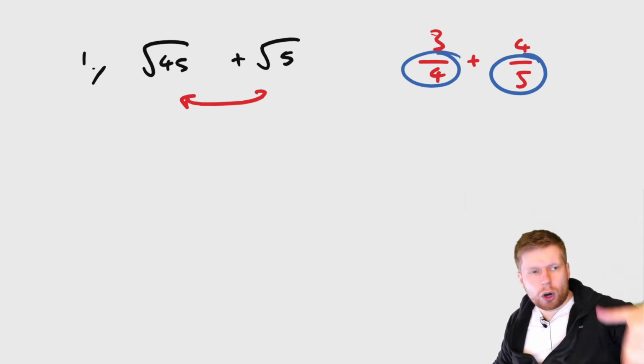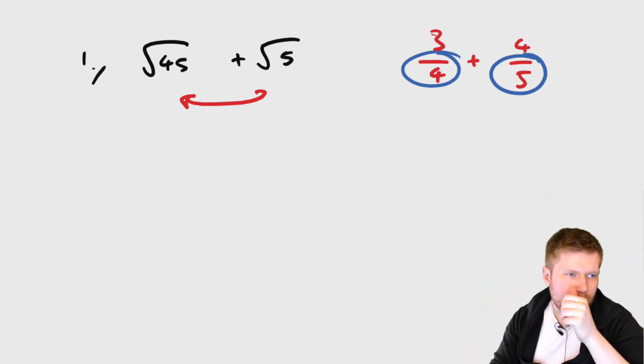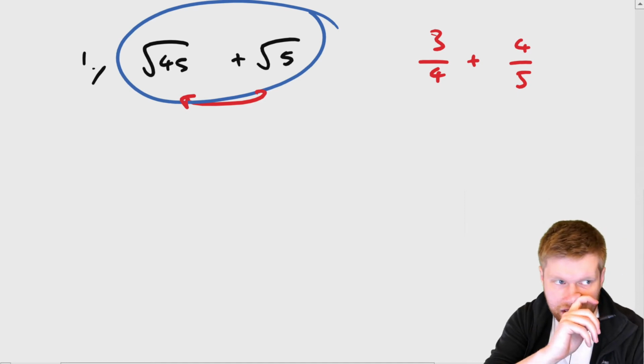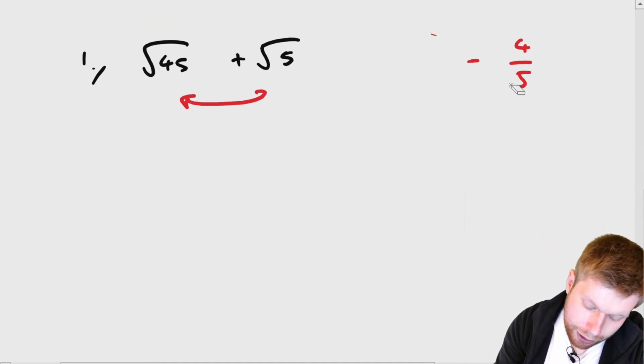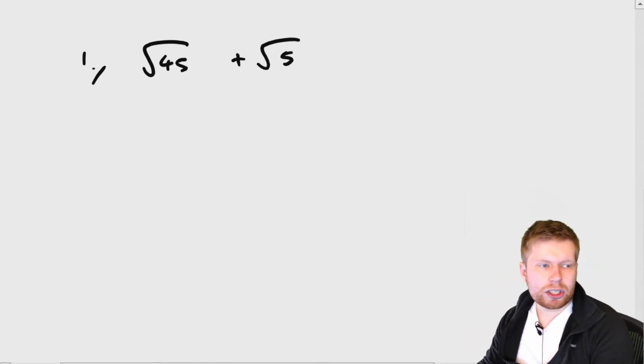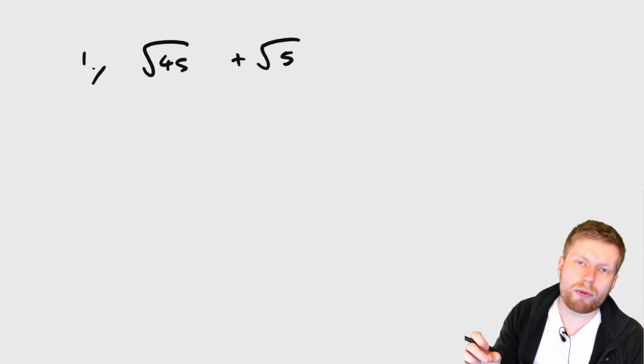It's a bit like saying 3 dogs plus 4 cats. You can't combine them together. Same thing here. Because you've got different things underneath the square roots, you can't combine them. But that's okay, because just like we did with fractions, where we made the denominators the same, it's the same kind of principle here. With surds, you have to make the thing underneath the square root the same.